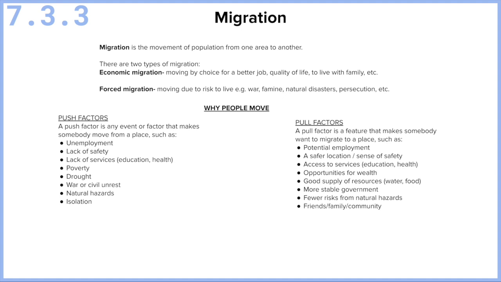There's a more stable government, so you're not going to see a quick change in government, which may mean that your opinions or your views or your religion suddenly become at odds with the new government, or they keep changing the rules constantly. That tends to be more democratic governments, so ones that are voted in as opposed to ones that are just assigned by a person. Fewer risks from natural hazards, and your friends, family or community might live there.